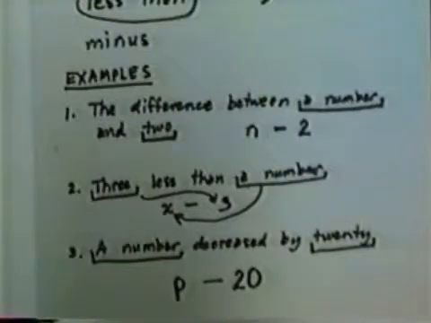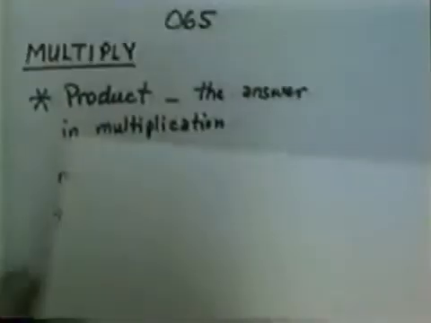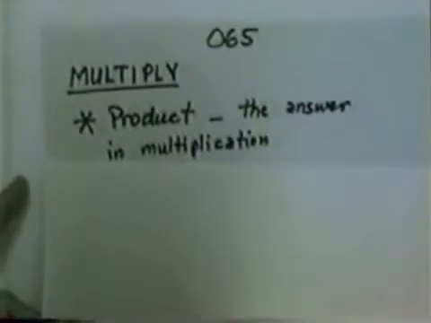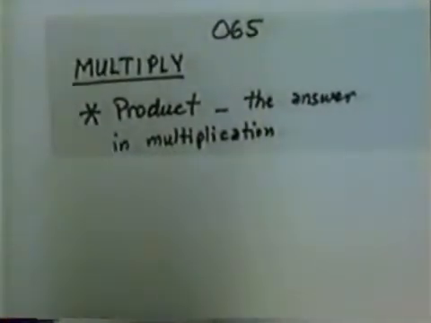Let's go now to multiply. Does the order matter in multiplying? Remember that multiplication, like addition, is commutative, and so we don't face the problem with multiplication that we have with subtraction. Multiply can be done in either order. The answer for multiply is product. The answer in multiplication is the product.